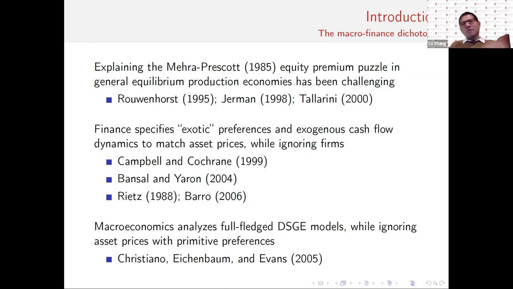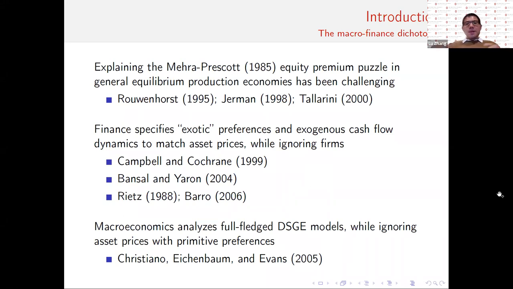Because of the difficulty in understanding the equity premium in a GE production economy, macro and finance have been developing in separate ways. The label macro finance is quite a bit like an oxymoron. In finance, researchers basically live within endowment economies, specify exotic preferences, quote unquote, and exogenous cash flow dynamics to match the equity premium and the stock market volatility and their time variation, but they ignore firms. Leading frameworks include external habit, long-run risk, as well as disasters, the rare disaster framework.